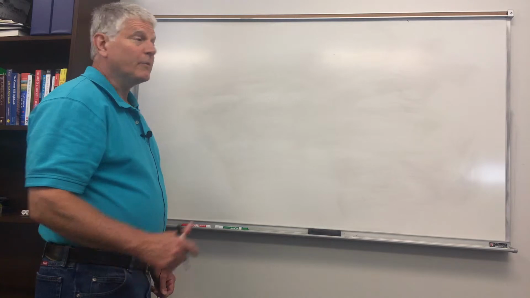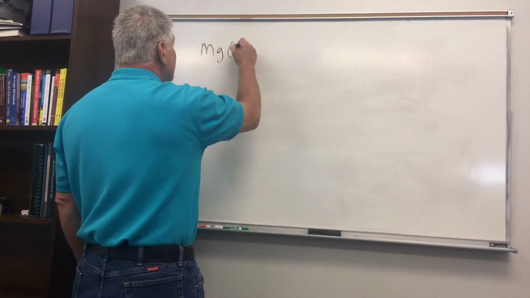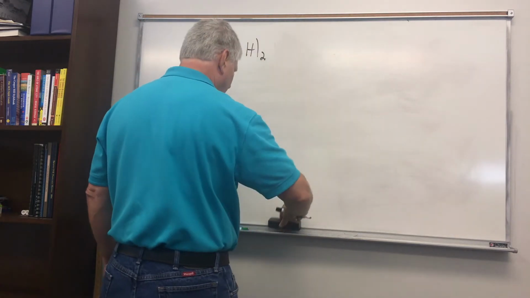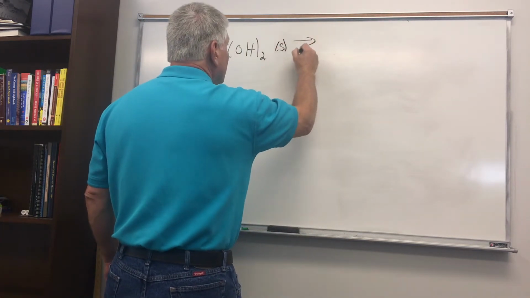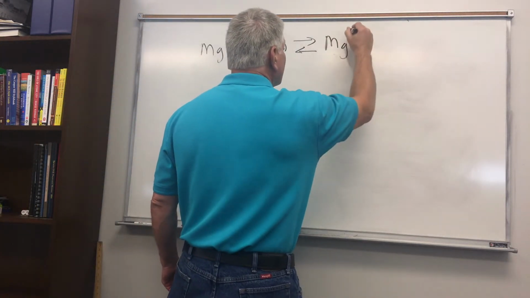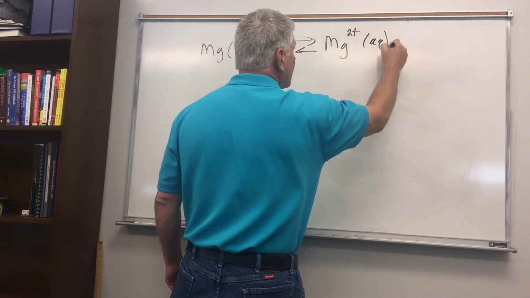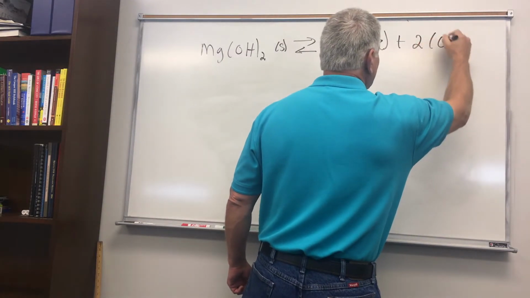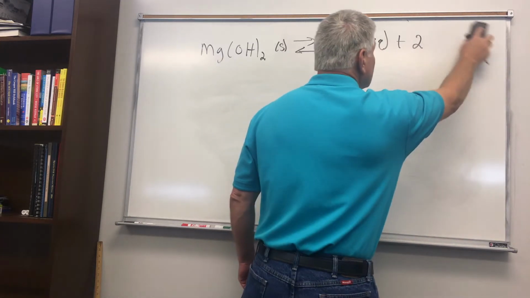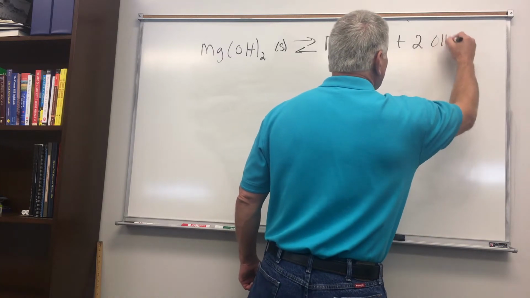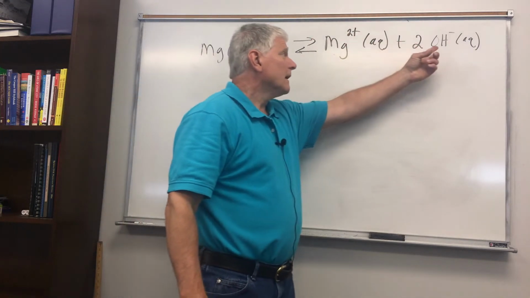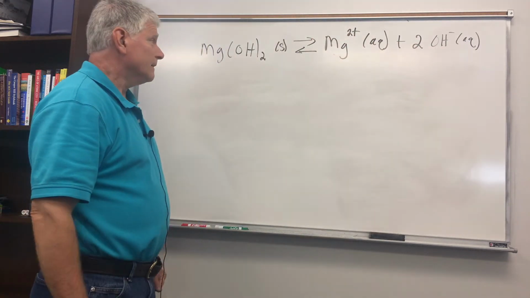Let's look at another example. Say we have magnesium hydroxide. This is in the solid phase. And we drop it in water, and it will dissolve slightly to give magnesium 2 plus and 2 OH minus ions.